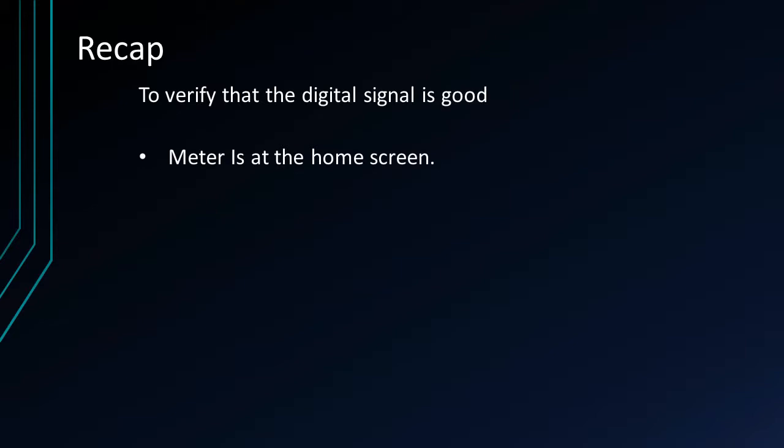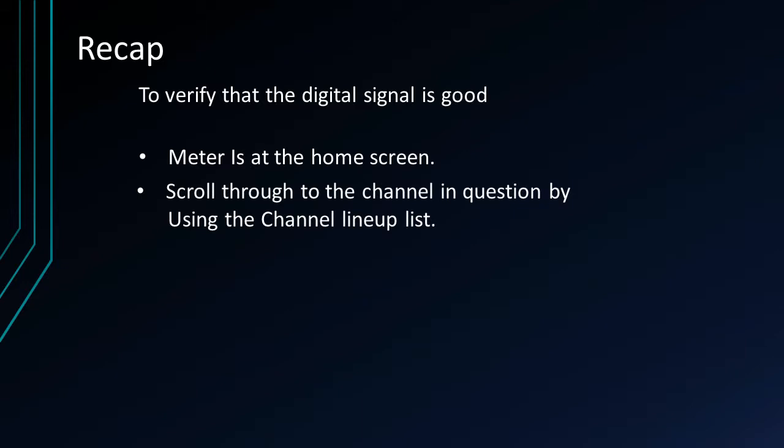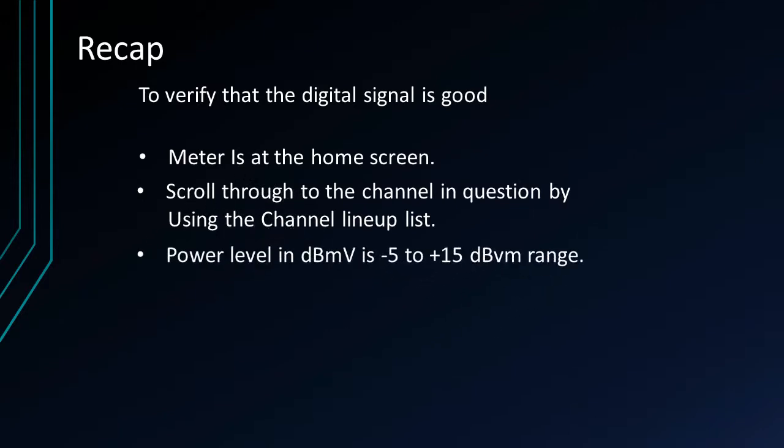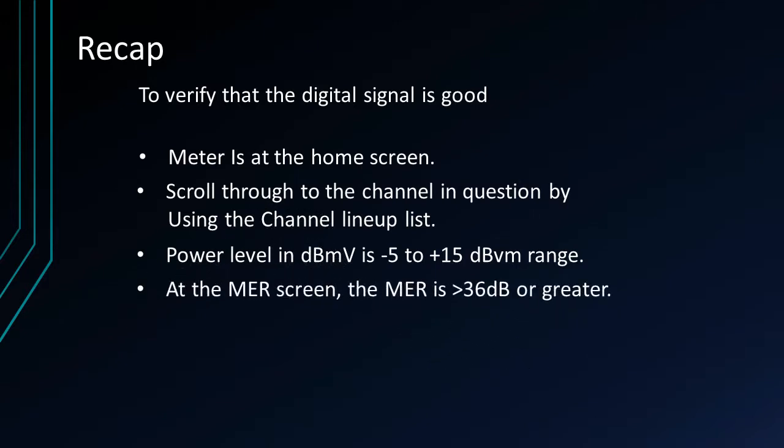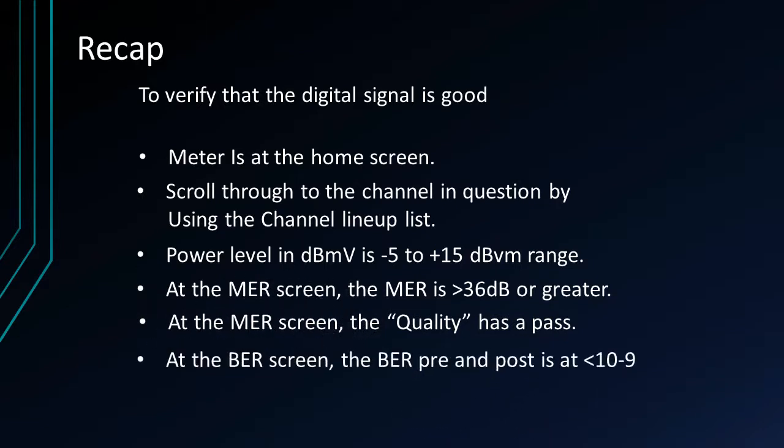So, to recap, in order to verify that the signal to a particular channel is good, we need to make sure that the meter is in the home screen. Scroll through to the channel in question by using the channel lineup list. Check to see that the power level is no less than -5 dB. At the MER screen, the MER should be greater than 36 decibels. Also the quality has passed the error check. At the BER screen the pre and post errors are less than 1 in 9 billionth. Having done the following, if there are still problems with the signal it most likely points to the TV, if it's a Philips replace with a new LED LG.